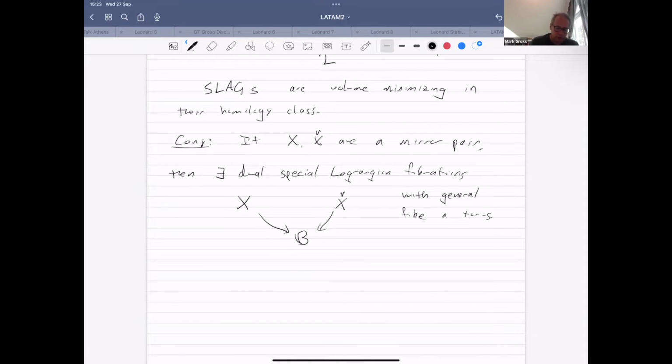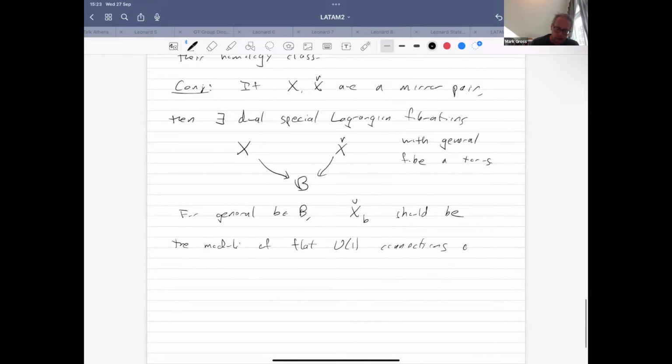Maybe a little bit more precisely, for general b in B, X check b should be the moduli space of flat U(1) connections up to gauge equivalence on the torus X_b, or put another way, it's H^1 of X_b with coefficients in R, first cohomology, modulo the lattice of integral cohomology. So this is a vector space modulo a lattice.